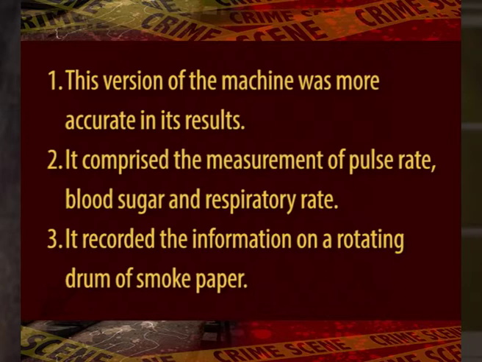It recorded the information on a rotating drum of smoke paper. An important change was incorporated in 1925 by Leonard Keeler, who refined it by replacing smoke paper to record the physiological measures of the suspects with an ink pen to add more clarity and efficiency. Keeler also introduced a new feature in the then existing polygraph in 1938 by adding galvanic skin resistance as a new measure. Keeler is known as the father of polygraph.